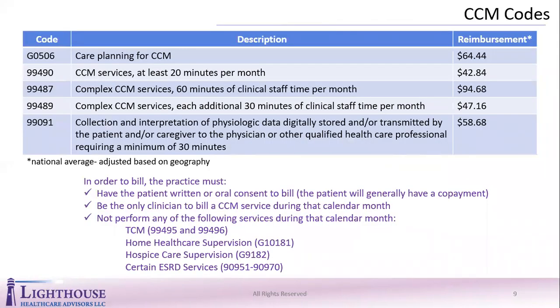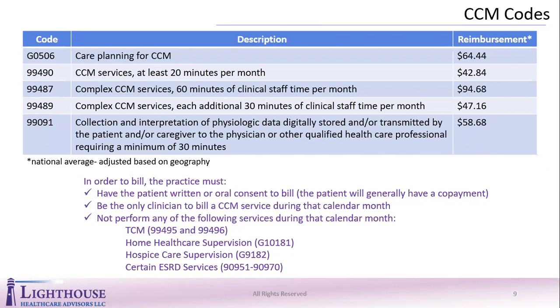Let's break down the billing requirements. So we have multiple codes here for chronic care management. The main code is the second one you're going to see on the left there, 99490. This is CCM services, at least 20 minutes per month. These reimbursements, as a reminder, are adjusted based on geography. So this is just a national average for you, but you would want to check with your local MAC to get the actual reimbursement for your area.